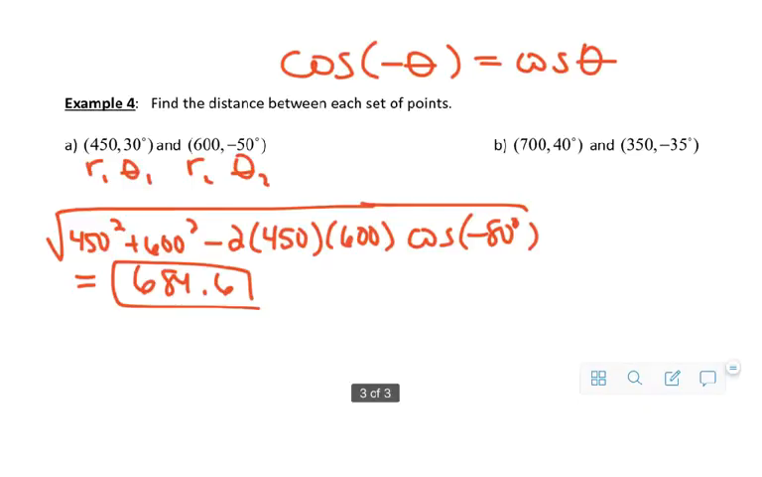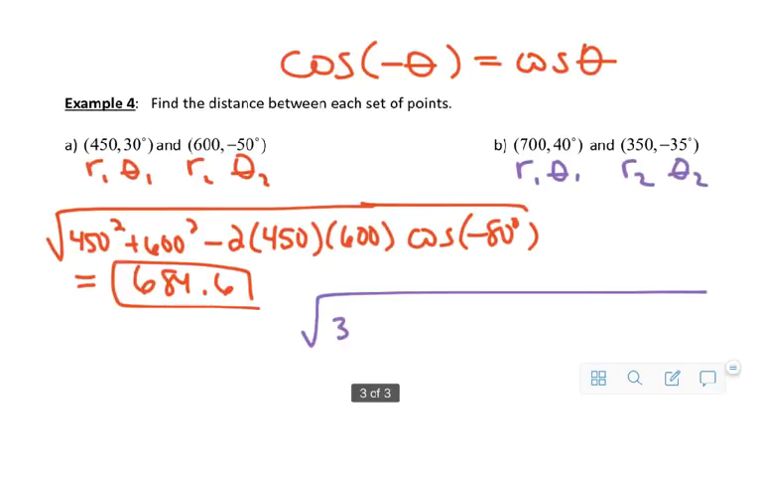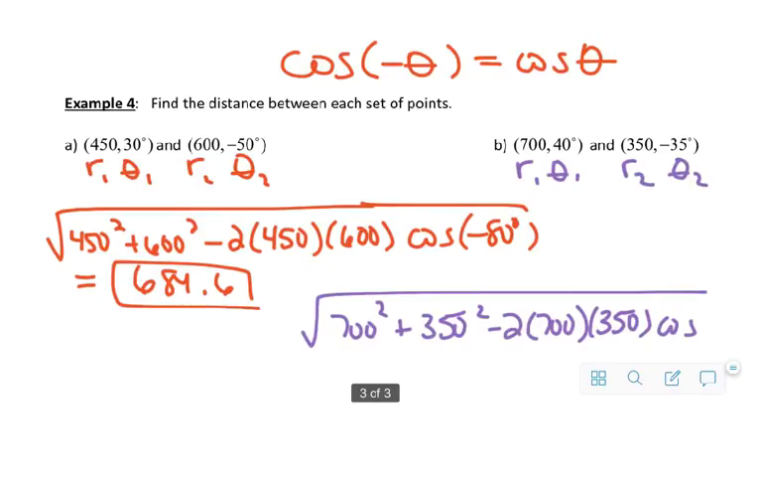Let's try one more time. In part B, we'll call this R1 theta 1, R2 theta 2. So it's going to be the square root of 700 squared plus 350 squared minus 2 times 700 times 350 times the cosine of negative 35 minus 40 is negative 75, but it's going to be the same as positive 75. And then I'm going to find out that this is about 697 units apart.